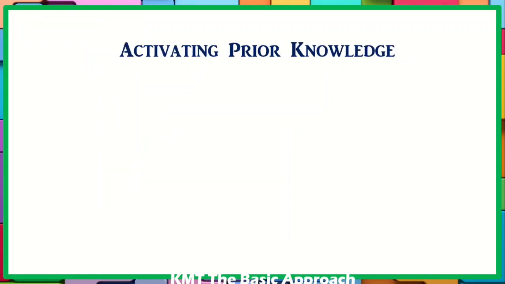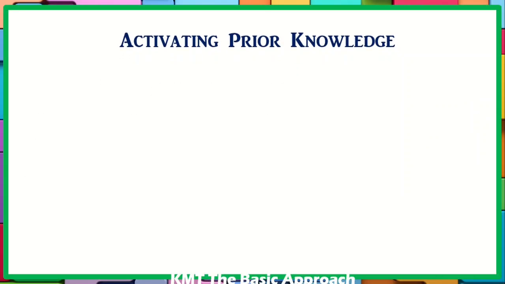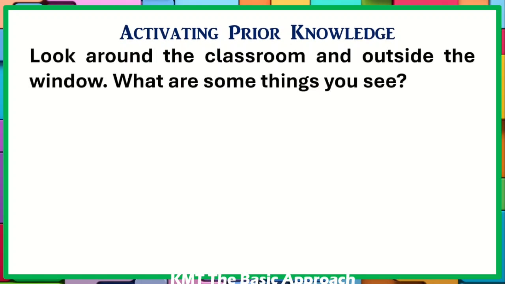Activating prior knowledge. In the previous lesson, we learned how to observe, predict, and measure things around us. Today, we will use those skills to find out which things are living and non-living. Look around the classroom and outside the window. What are some things you see?